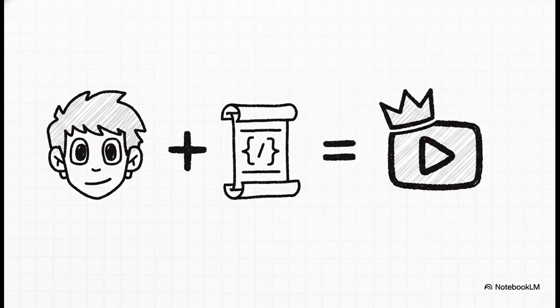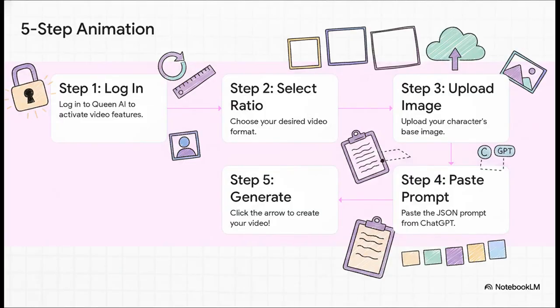So now we have our character's headshot and our digital script. We just need the animation studio to put it all together. And for that, we're going to use a fantastic and totally free tool called Queen AI. And trust me, this part could not be easier. You just log in, pick your video size, upload that all-important character image, paste in that JSON script you got from ChatGPT, and then you just smash that generate button. That's literally all it takes to make your first scene.